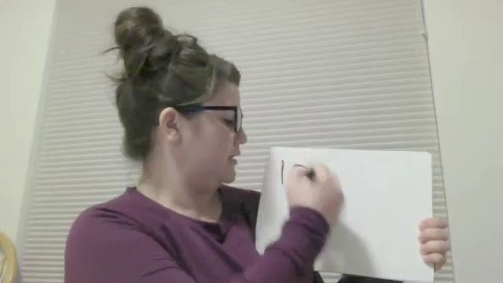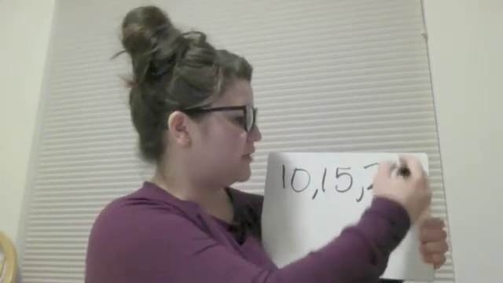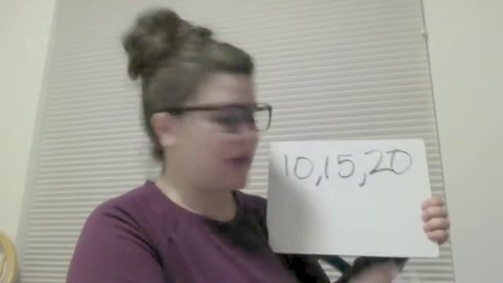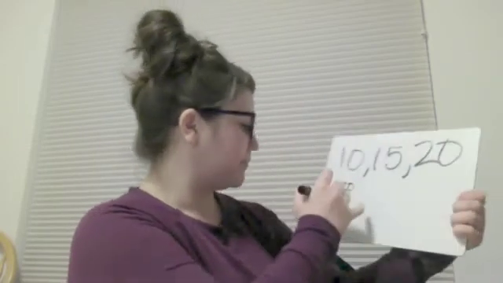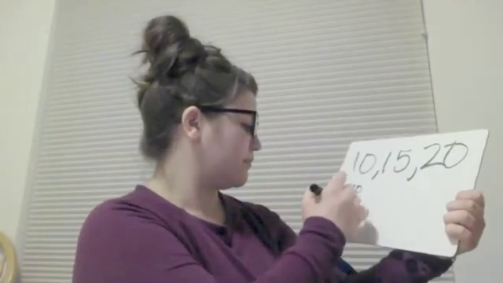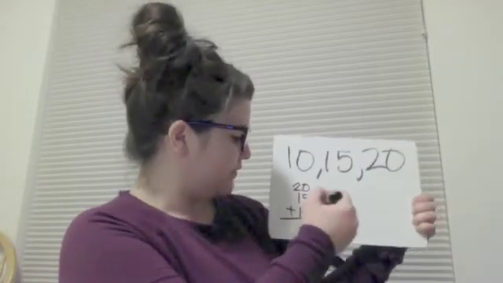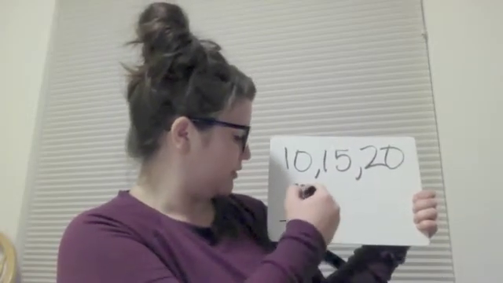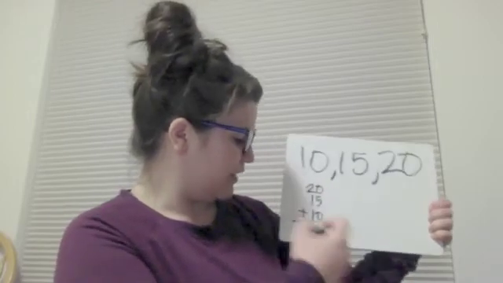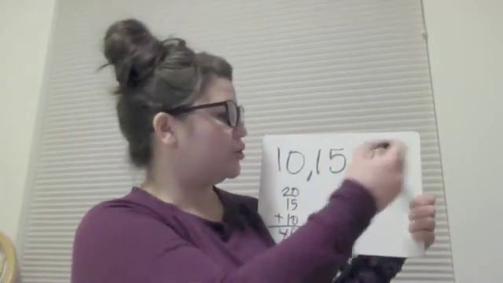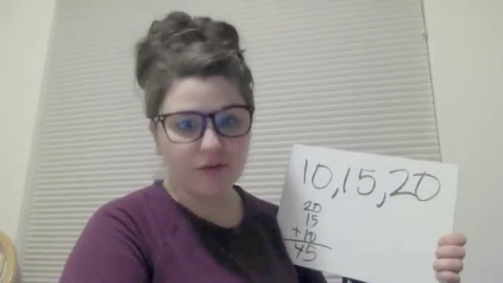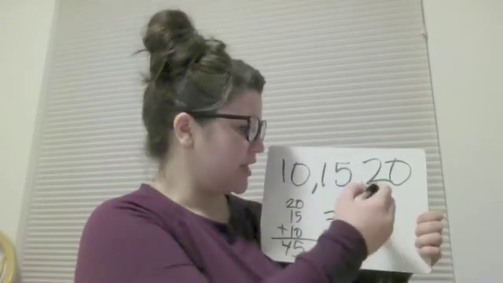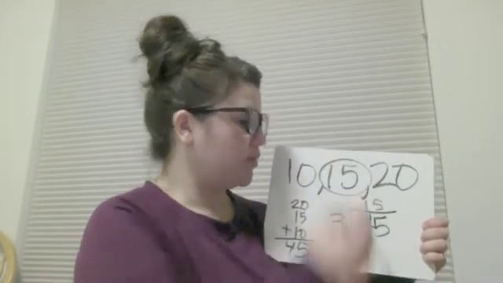Let's do another one. If I have the numbers 10, 15, and 20, and I add those together, I'm going to stack them. 0 plus 5 plus 0 is 5. 2 plus 1 plus 1 is 4. And then I take 45 and I divide it by 1, 2, 3. And that is a little bit trickier of a math problem for us to do. But 45 divided by 3 is 15. So the middle number or common number for those 3 is like that.